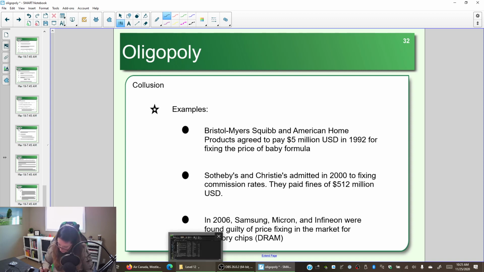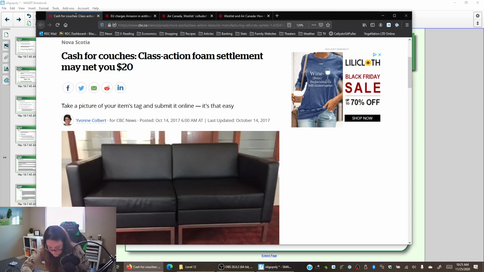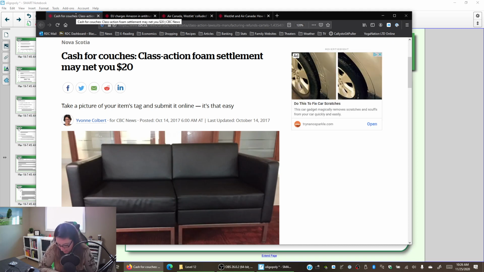One that is fairly recent is that there's been a suit against companies that produce couches. And this one relates to the foam inside the couches. So in the last couple of years, there was this window of time in 2017, 2018, where you could take a picture of the tag on your couch and submit it in order to get $20 per couch or mattress because of price fixing on the stuffing, the foam that went inside of the mattresses.